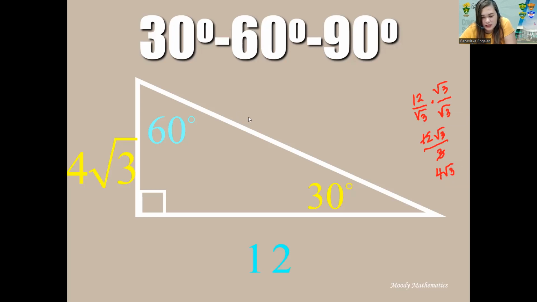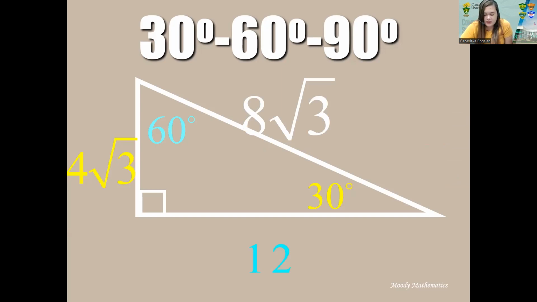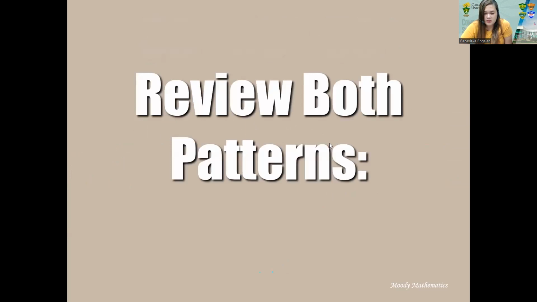How about the longer leg? I mean the hypotenuse. 8 square root of 3. Okay, so that's 8 square root of 3. Correct. So, how about this one?